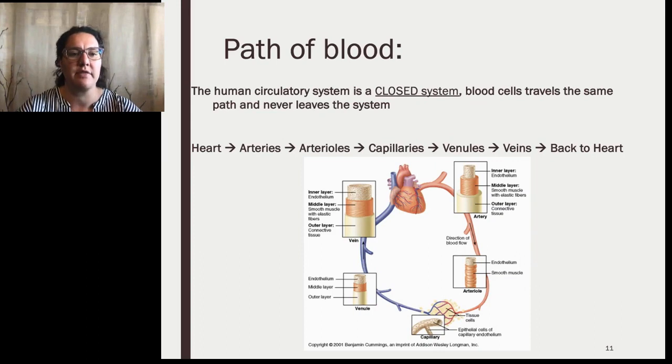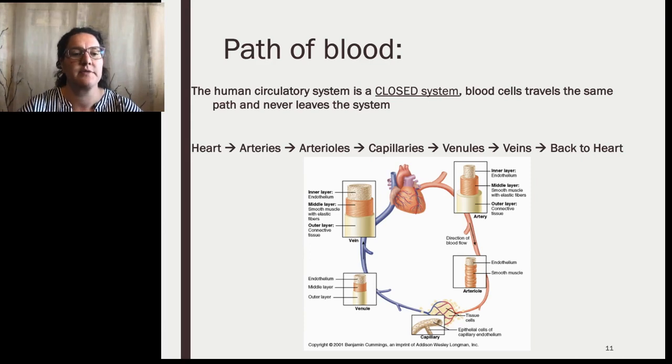When we're looking at the path of blood, we want to understand that the human circulatory system is a closed system. So we don't want anything to enter or exit the circulatory system. We want all the blood to stay inside. Blood cells travel the same path and they never leave the system except when they've become broken down, and then they'll be broken down in the liver.